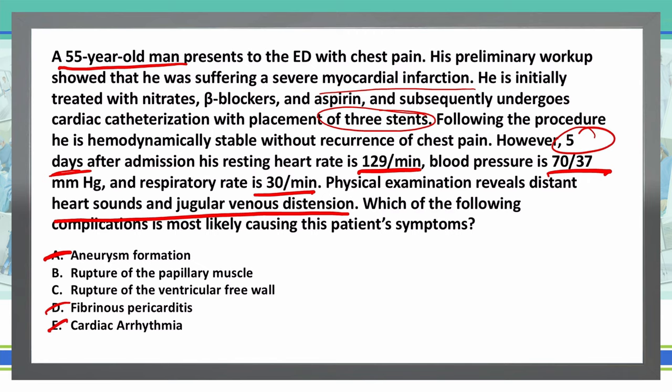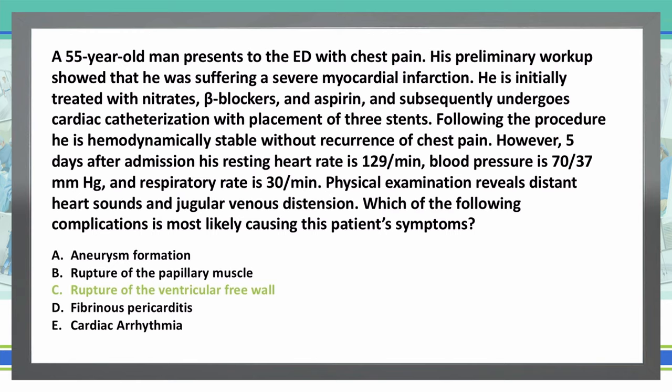Okay. Now we're left with rupture of the papillary muscle and rupture of the ventricular free wall. Well, I do know rupture of the papillary muscle can occur within this time frame of about 5 days after a myocardial infarction. This is going to be more of a mitral regurgitation, and we would have different symptoms than this patient has. So that means I'm going to rule that out, and rupture of ventricular free wall is going to be the answer choice that I choose, C. And C is the correct answer.